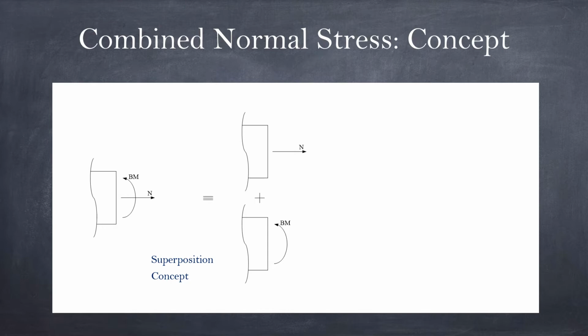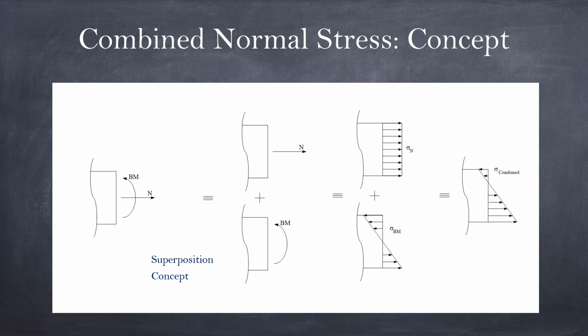In this case, since we already know how to calculate the normal stress for the axial force and the normal stress for the bending moment, we separate the calculation out as follows, and then once we need the result in the end, we just combine them back. So that is the total idea of the superposition concept we are using here.